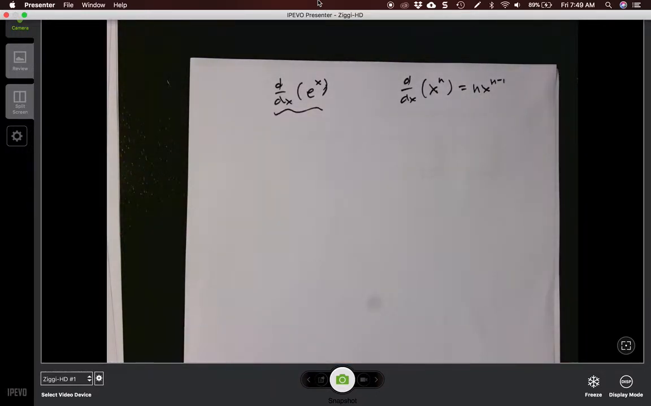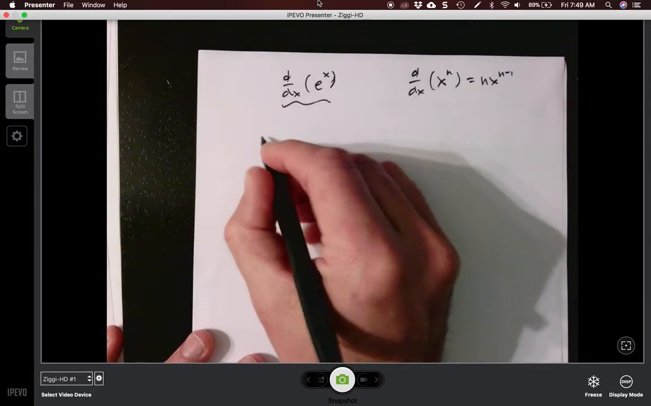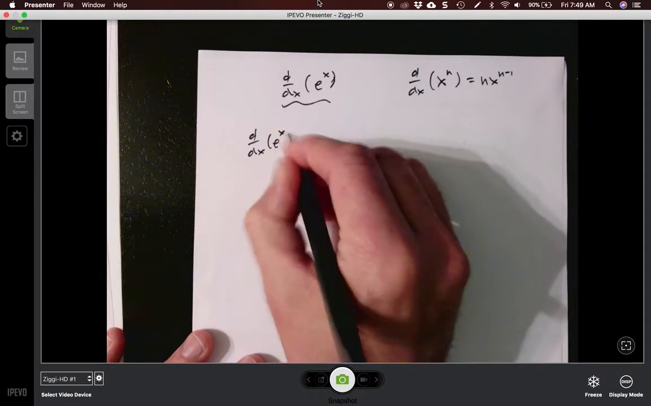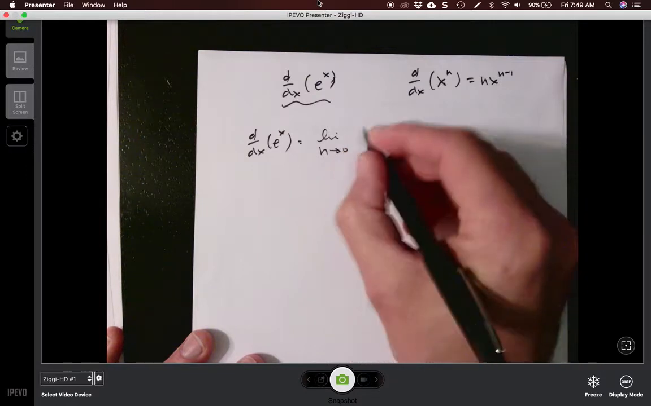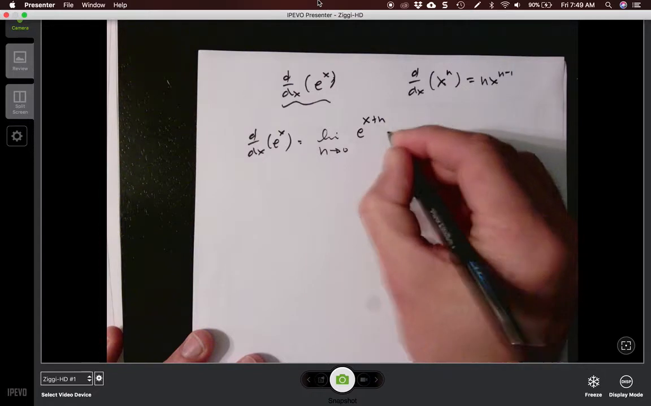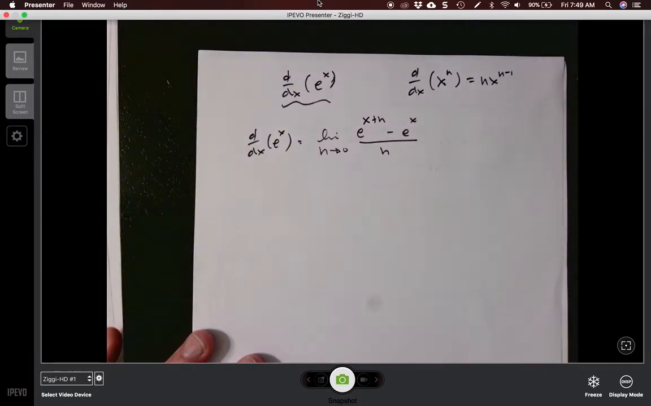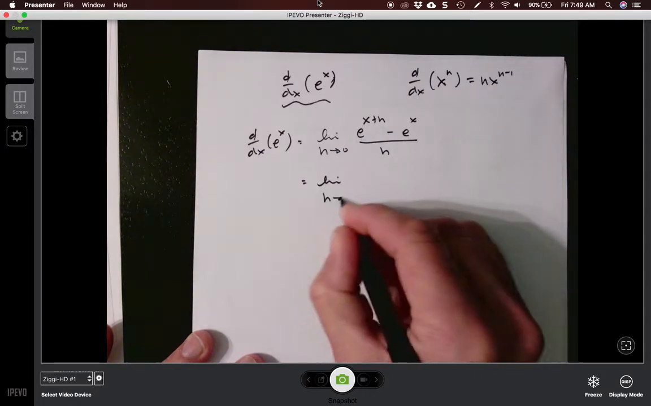This is going to give me a function that actually works out really nicely, but we have to go back to the definition of the derivative and say the derivative with respect to x of e to the x by definition is the limit as h goes to 0 of e raised to the x plus h minus e to the x, all divided by h. Okay, just replacing the x's with x plus h and x. All right, and then I'm going to simplify this as much as I can.